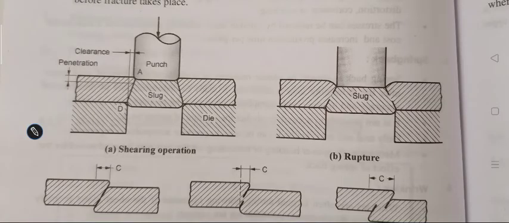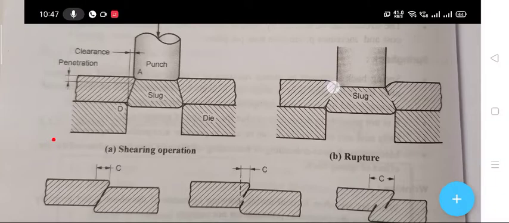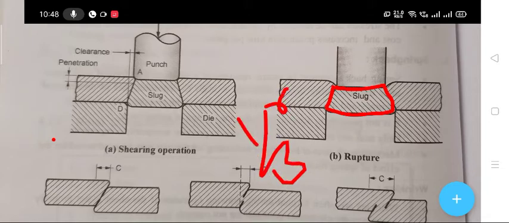Figure A is the shearing operation, figure B is the rupture. The crack starts just ahead of the punch corner, but with the advancement of the punch the inner fibers also get ruptured and the cracks start advancing from both sides. There are diagrams indicating this. In ideal cutting conditions, the punch may penetrate the metal up to one third of the depth before fracture takes place.